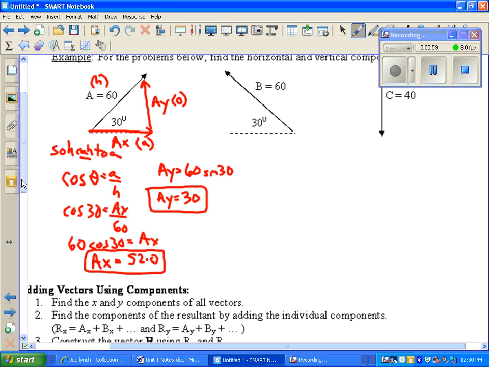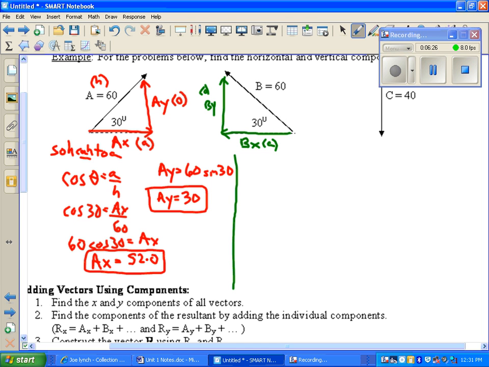Again, I have to draw in the components. Now B is going up and left, so my components, BX is going to be pointing left, and BY is going to be pointing up. Now again, I can label that this is the adjacent side, this is the opposite side. When I want to find BX, it's the adjacent side, and I have the hypotenuse.